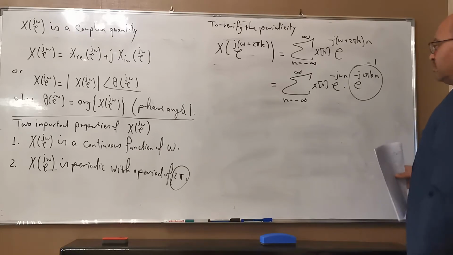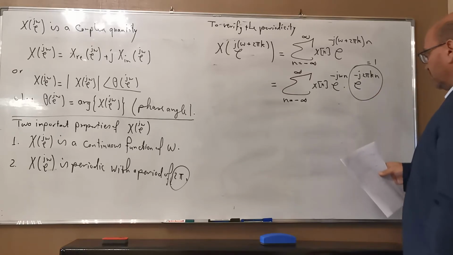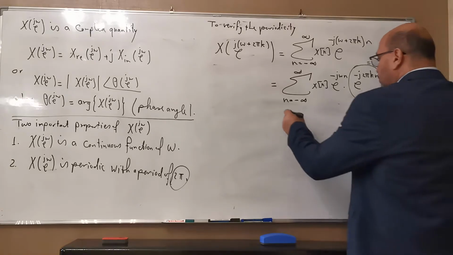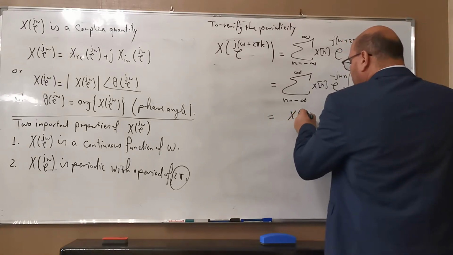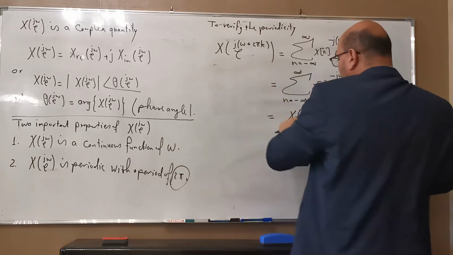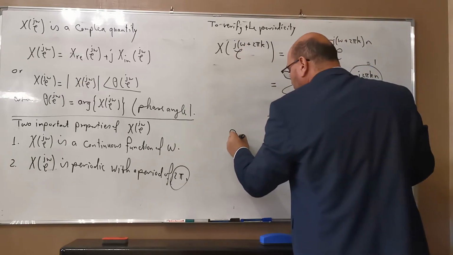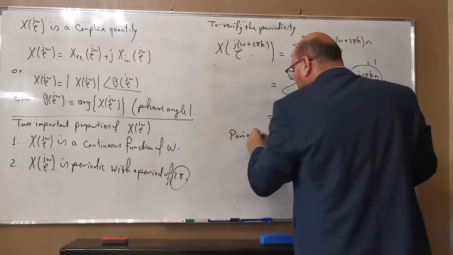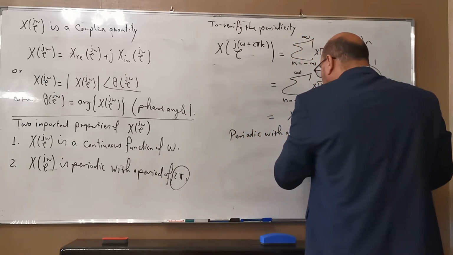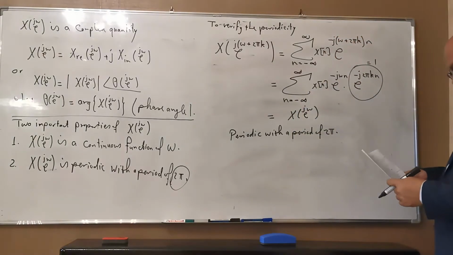Its cosine at multiples of 2π is 1, plus j times sine at multiples of 2π, which is 0. So the answer is always real, and it is equal to 1. So this is equal to X(e^{jω}). If the function at multiples of its period equals the original function, then the function is periodic. So it is periodic with a period of 2π. Okay.